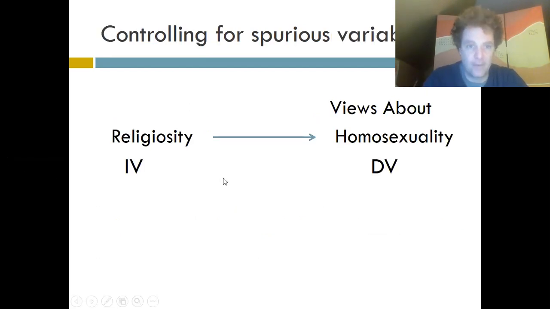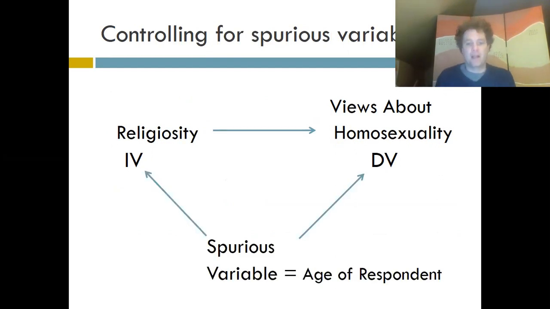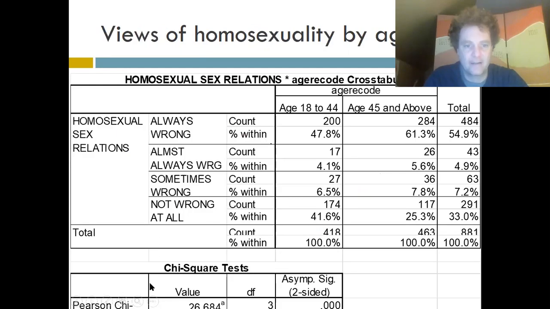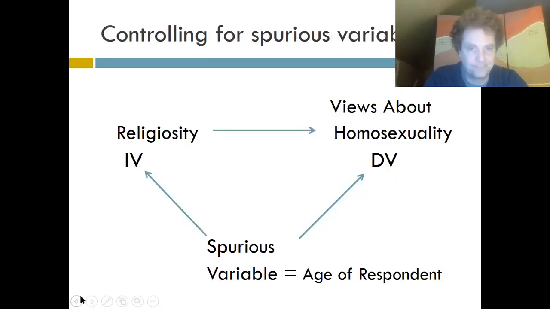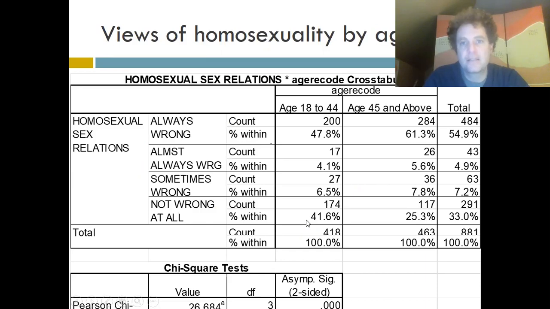Right? So here's our theory. Religiosity is causing views about homosexuality, right? Independent variable causing dependent variable, but maybe our spurious variable, age of the respondent, is messing our theory up. It's making us think that this causes this when it actually doesn't, right? When it's actually just an illusion, right? So why might we think this is true?